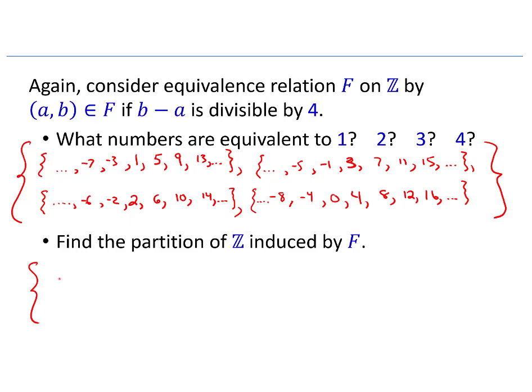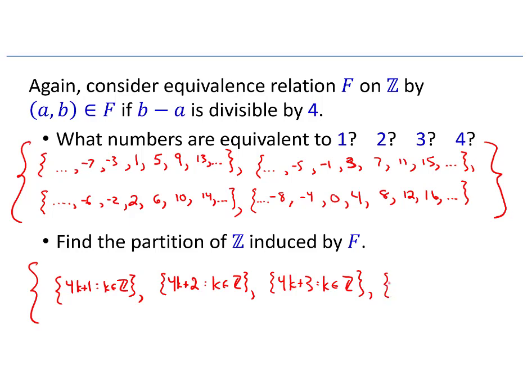I'll write the set. Those things that are equivalent to 1, that's the set of numbers that look like 4k plus 1, such that k is an integer. And the set of numbers that are equivalent to 2, that's really 4k plus 2, such that k is an integer. And the other ones are similar also. There we have it. There is the partition of the integers induced by relation f.